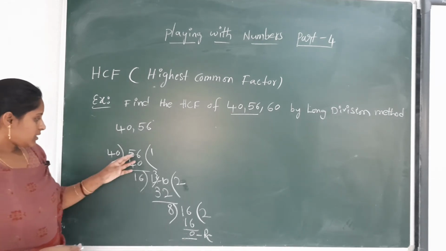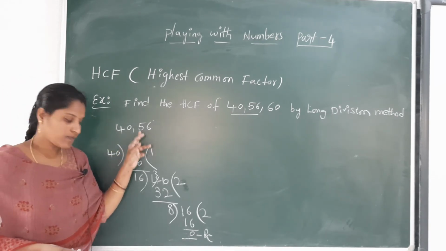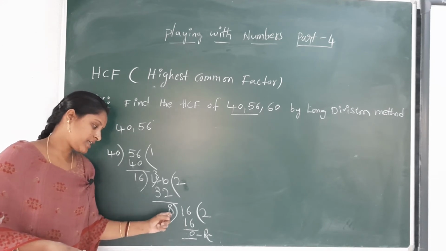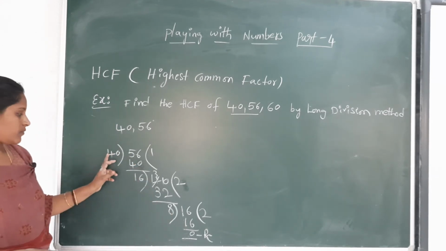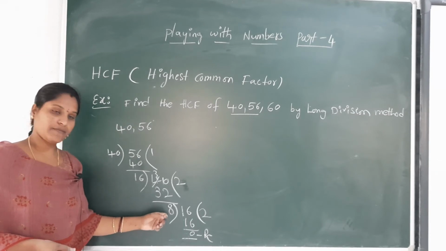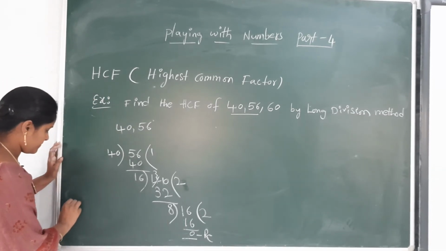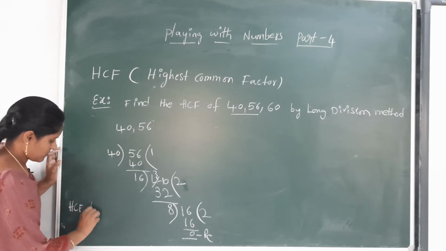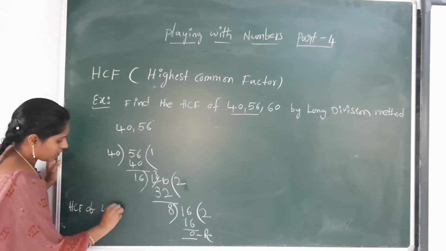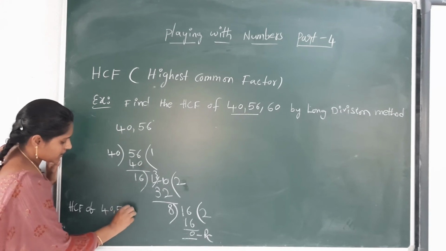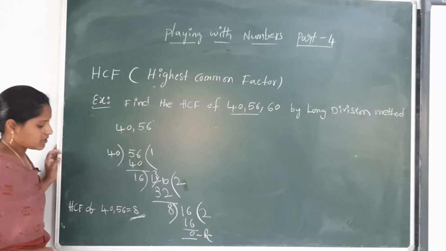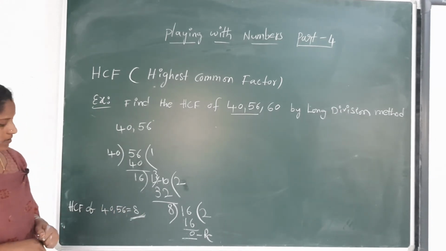Next, for 40 and 56, what is the HCF? Which is the last divisor? Here we have 3 divisors, 1, 2, 3. Which is the last divisor? 8. So 8 is the HCF. So the HCF of 40 and 56 is 8.